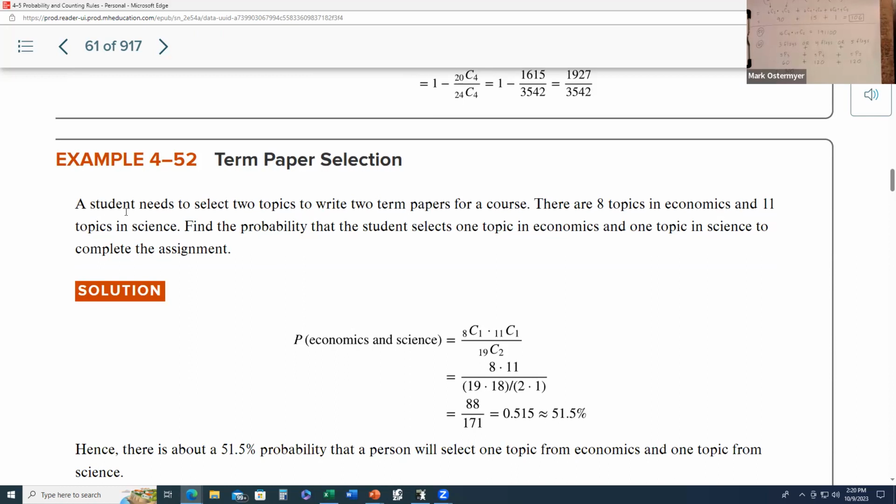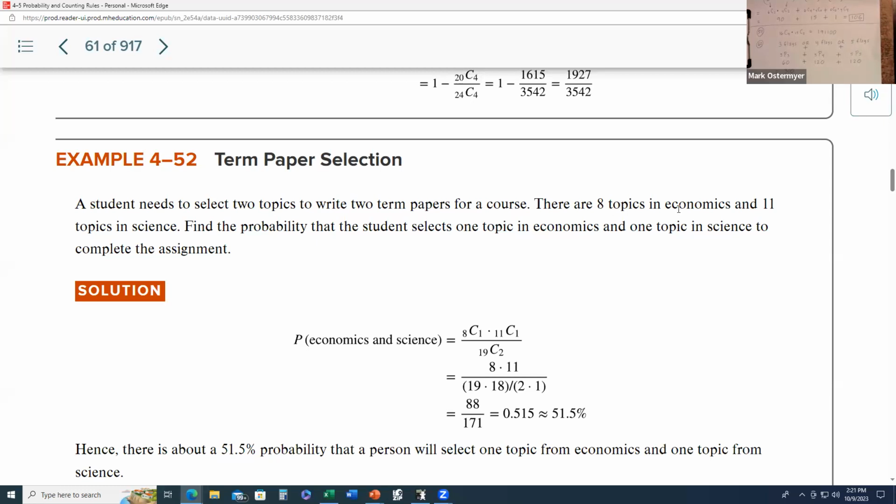All right. A student needs to select 2 topics to write 2 term papers for a course. There are 8 topics in economics, 11 topics in science. Find the probability that the student selects 1 topic in economics and 1 topic in science to complete the assignment. All right. Now we're going to select 2 topics. 1 has to be what? From economics, and 1 has to be from science.